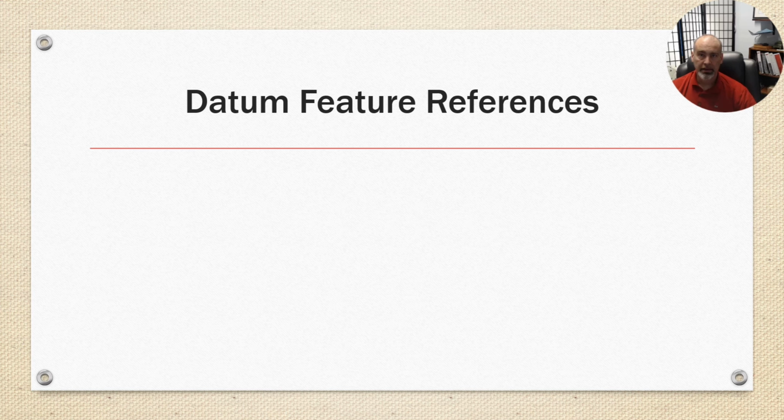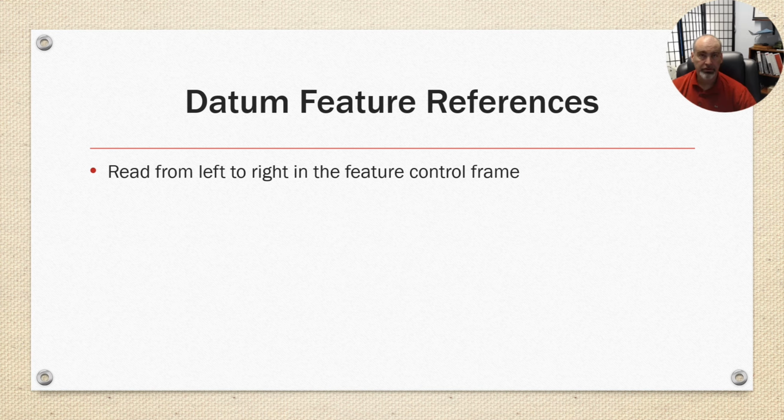Okay, datum feature references. You read them from left to right in the feature control frame, like all others. Your primary is the first, secondary is the second, and tertiary is the third.